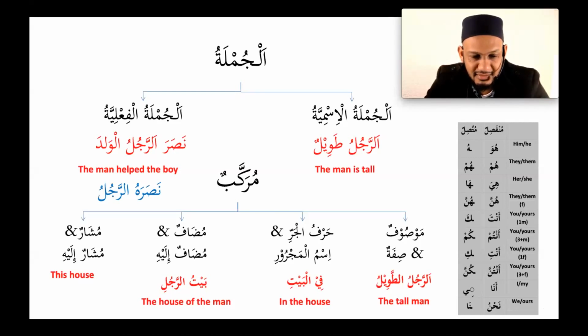Nasarahum. And then the man helped. Ar-rajulu. Good. How do I say the man helped her? Nasaraha ar-rajulu. Good. How do I say the man helped us? Nasarana. That will be Nasarana ar-rajulu. Good. Nasarana ar-rajulu. How do I say he helped you, one male?